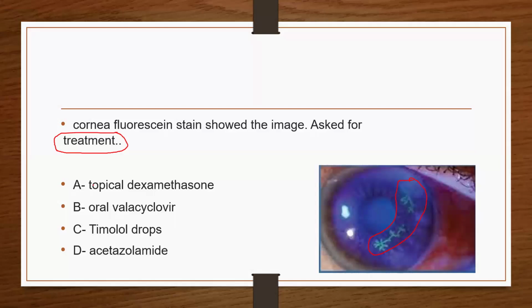Now let's go through the answers that we have. A, topical dexamethasone. No, you're not going to use a steroid. Then C, timolol drops. Wrong, you're not going to use timolol. D, acetazolamide. Can somebody mention where you use timolol drops? Very good. Excellent. In acute glaucoma. Then what about acetazolamide, answer D, where do you use it? Yes, again in glaucoma.